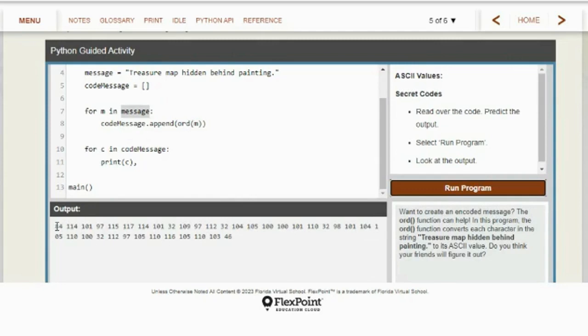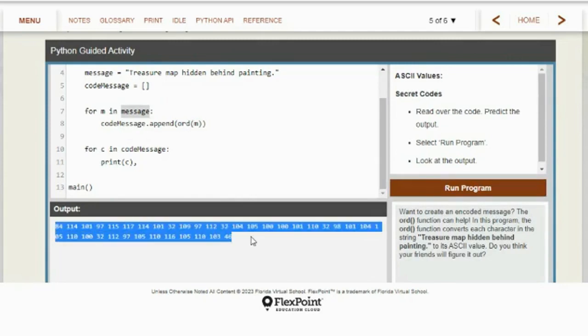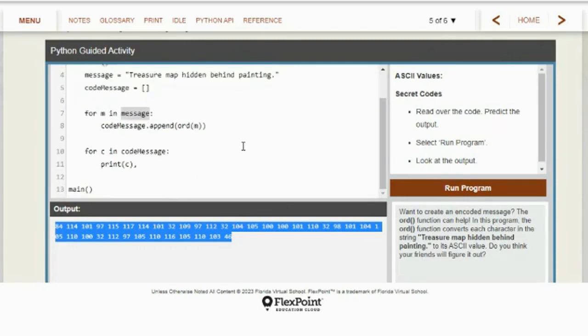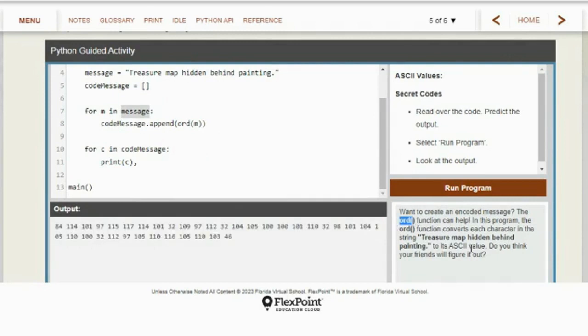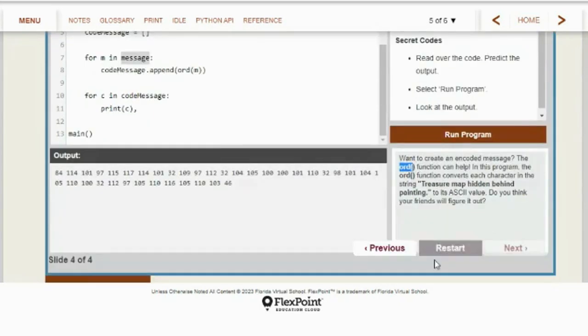So this could be your coded message that you send to somebody else, then they run the program to decode it, and it tells them treasure map hidden behind painting. So this is getting into coding messages and then decoding messages. So if you want to create an encoded message, the ordinal function is how you do that. All right, so that's the last of that.